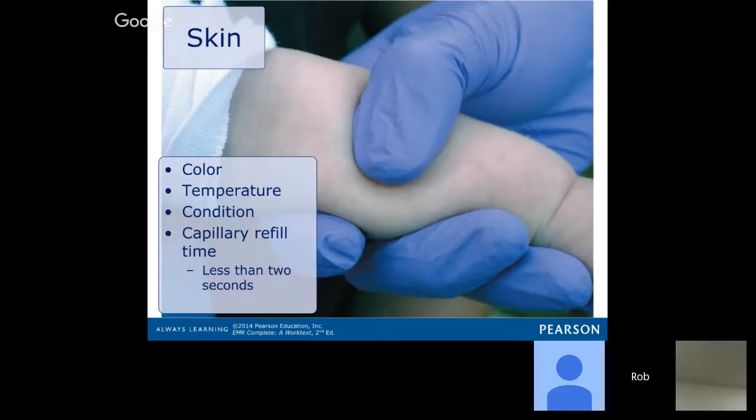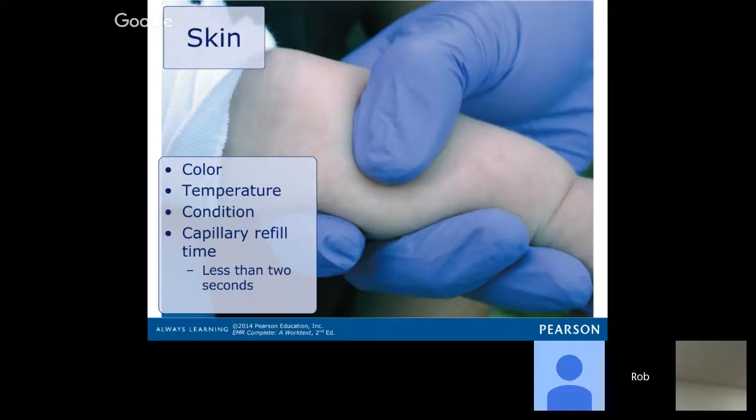Skin color, temperature, condition, and capillary refill time less than 2 seconds is normal. Be careful with cap refill. Some people get worked up about this, and it's like, oh, it was greater than 2 seconds. Yeah, but they're also 96 degrees and freezing cold. If they have cold hands, maybe they don't get real good circulation in their hands. Cap refill is not going to be a good thing to use. Color, temperature, and condition of the general skin is.